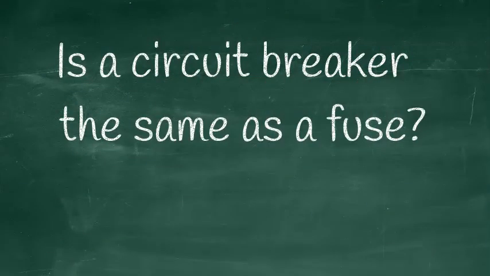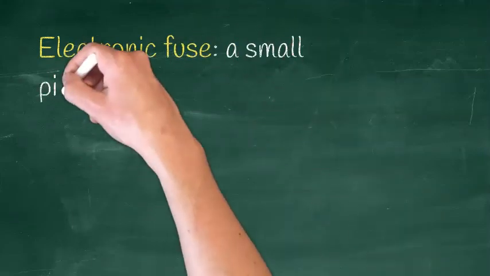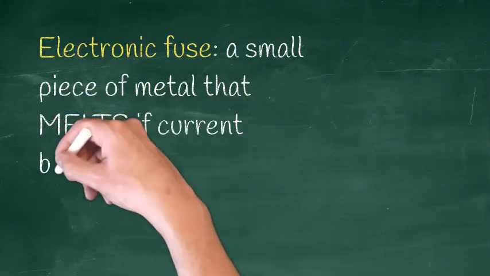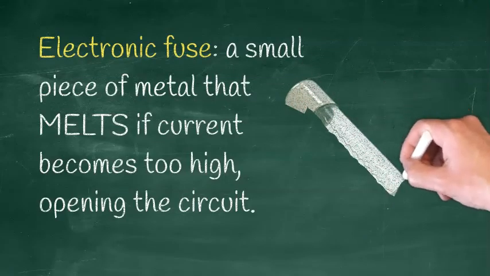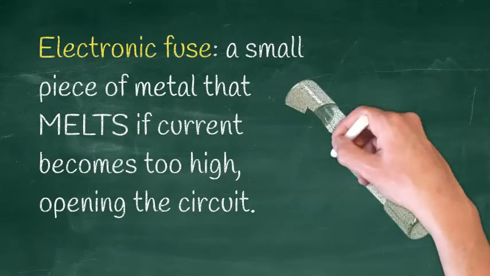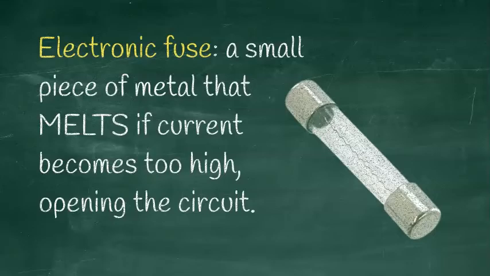Is a circuit breaker the same as a fuse? Actually, it's not. An electronic fuse is a small piece of metal that melts if current becomes too high, opening the circuit. So when you break a fuse, you aren't able to turn it back on again. You have to replace that fuse.